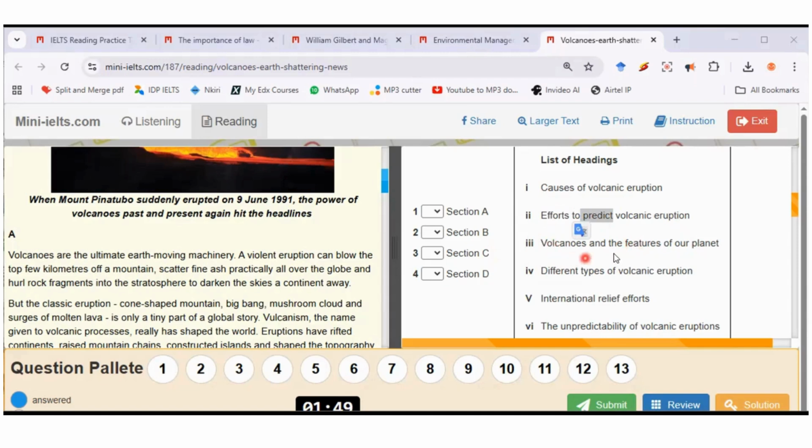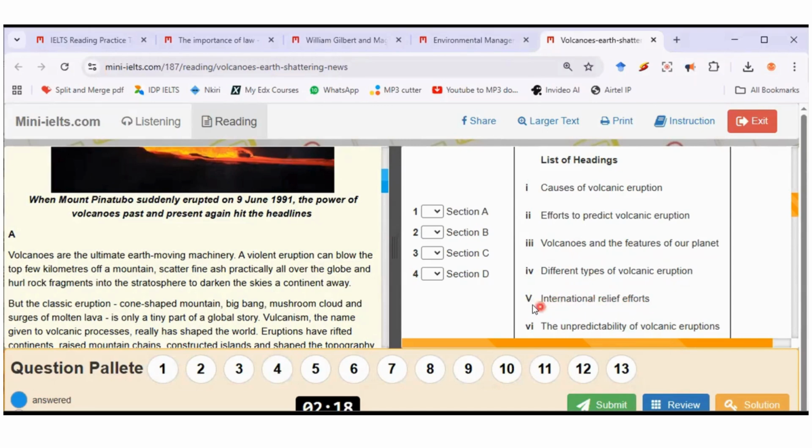Number 3 says volcanoes and the features of our planet. Volcanoes, that's one keyword. Features, that's another keyword. Features means characteristics, qualities, properties. Those are synonyms of features. Okay. Then number 5 says what? Number 5 says different types of volcanic eruption. Different types. Those are my keywords.